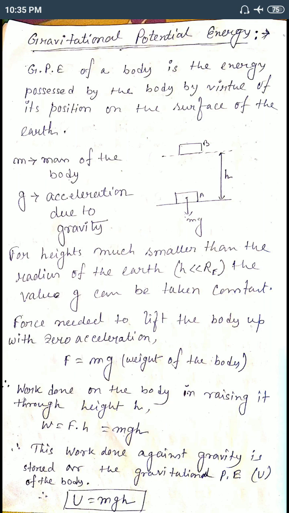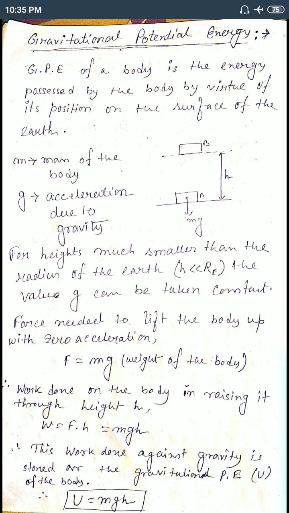A force is needed to lift it. Without any force we cannot move any body from one position to another position. F equals m into g, that is the weight of the body. During this change of position, work is also done. The work done on the body in raising it through the height h is W equals F into S, force into displacement. Here displacement means height, so F into h.